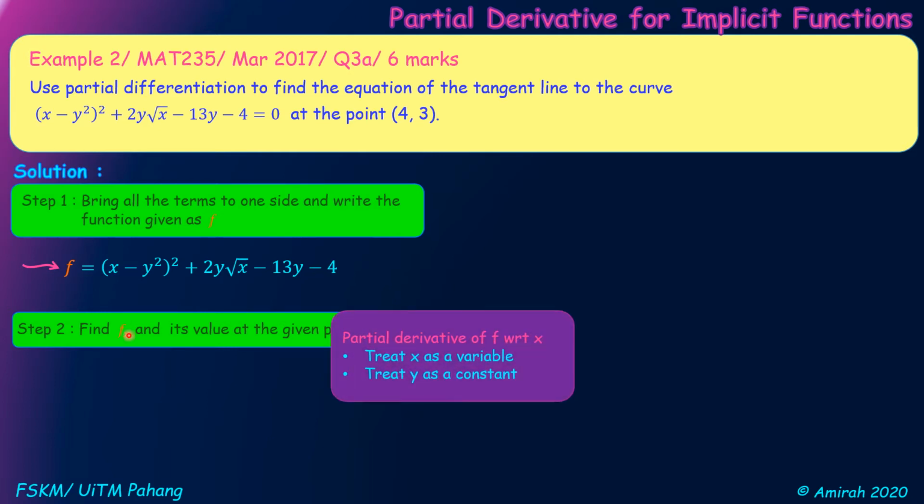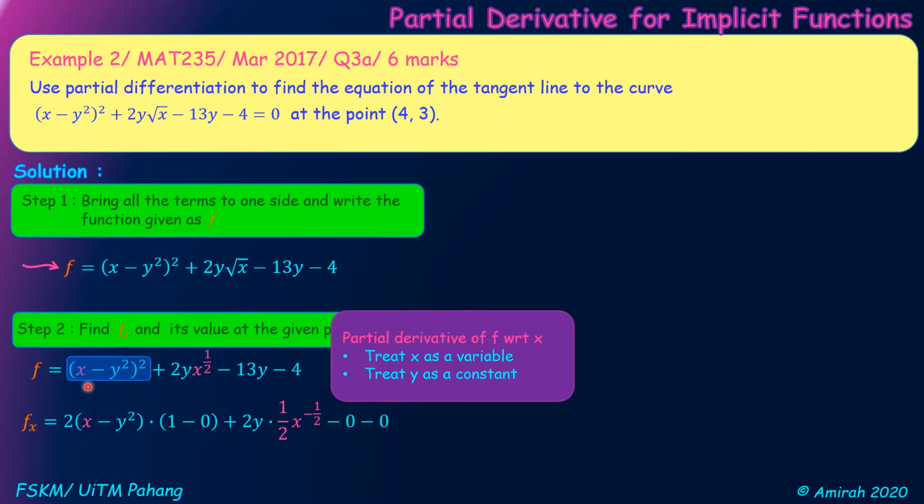Fx means the partial derivative of f with respect to x. We treat x as a variable and then we treat y as a constant. So from here, we can write x in a different color, and rewrite x at the back, because we treat y as a constant. To avoid error and to make it easy to differentiate, we use a different color for x. And then from f here, we can find fx.